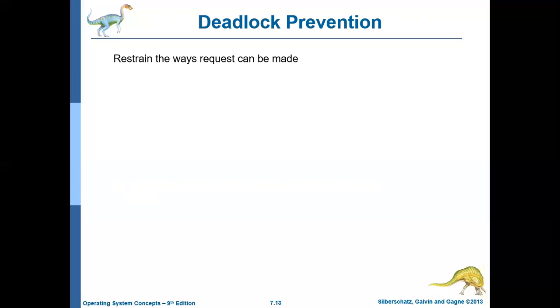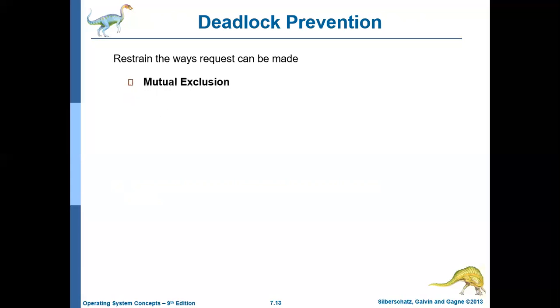So what does the deadlock prevention technique say? It says to make sure that at least one of these conditions is not satisfied. If you ensure that at least one of the conditions is not satisfied, then your system will not enter a deadlock state. Let us see how that can be done.